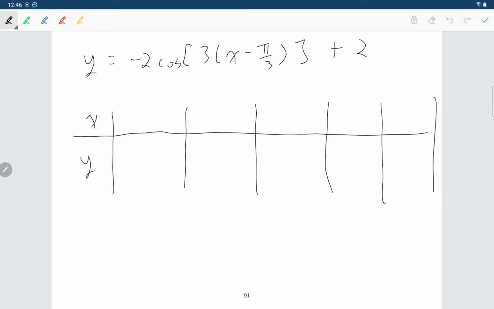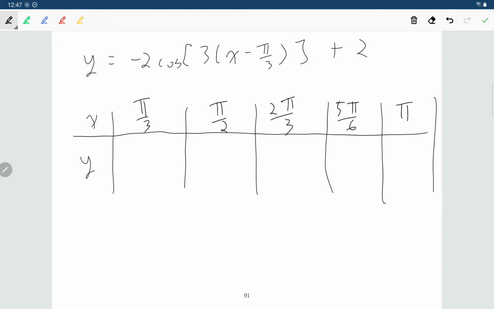So the first one was 0. 0 plus pi over 3 is pi over 3. The next one, which was pi over 6, pi over 6 plus pi over 3 is pi over 2. Then the next one up after that, we had pi over 3. Pi over 3 plus pi over 3 is 2 pi over 3. And then the next one after that was pi over 2. Pi over 2 plus pi over 3 is 5 pi over 6. And then finally the last one, which was 2 pi over 3. 2 pi over 3 plus pi over 3 is pi.